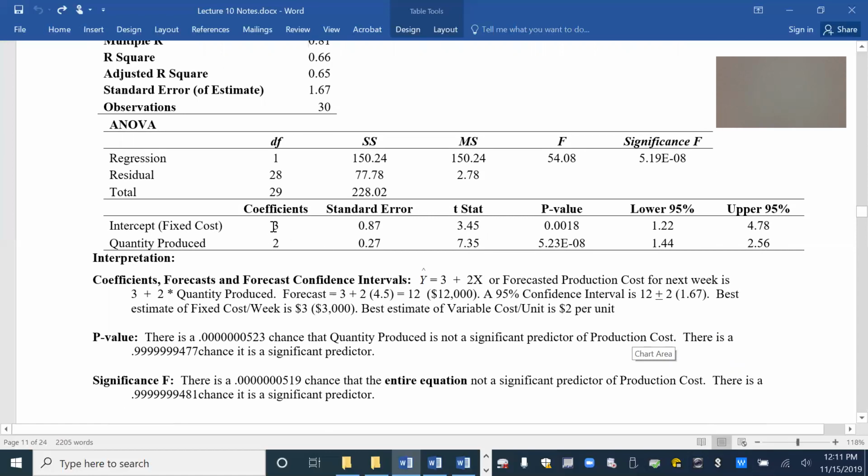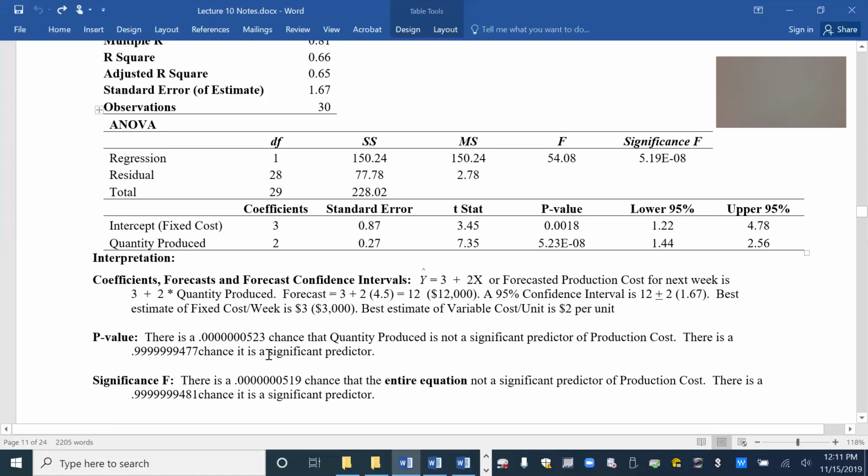What is the 3 and the 2? The 3 is our best guess as to the fixed cost. Okay. And the 2 is our best guess as to the variable cost per unit. For those of you accounting majors, when you sit for the CPA exam, guess what technique you're going to need to know? Regression and correlation, because it's the number one means of estimating fixed and variable cost.